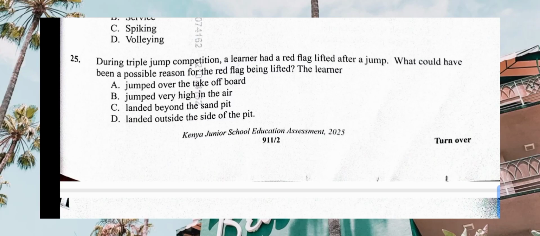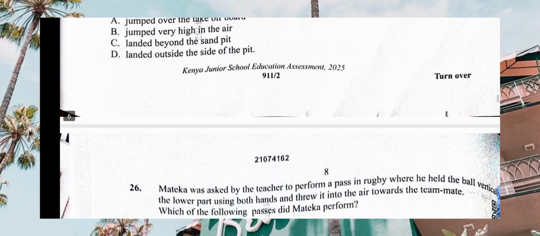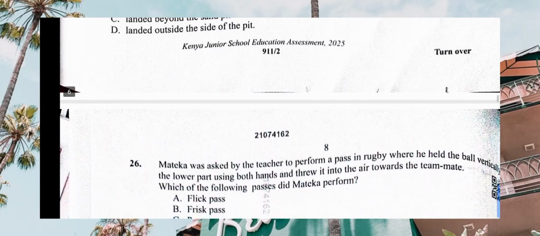Number one, jumped over the takeoff board, jumped very high in the air, landed beyond the sand pit, landed outside the side of the pit. By the way, if you land outside the sand pit, the red flag will be shown because you are going into the restricted area. Jumping over the takeoff board, there is no problem with that. So the correct answer there is D, landing outside the side of the pit.